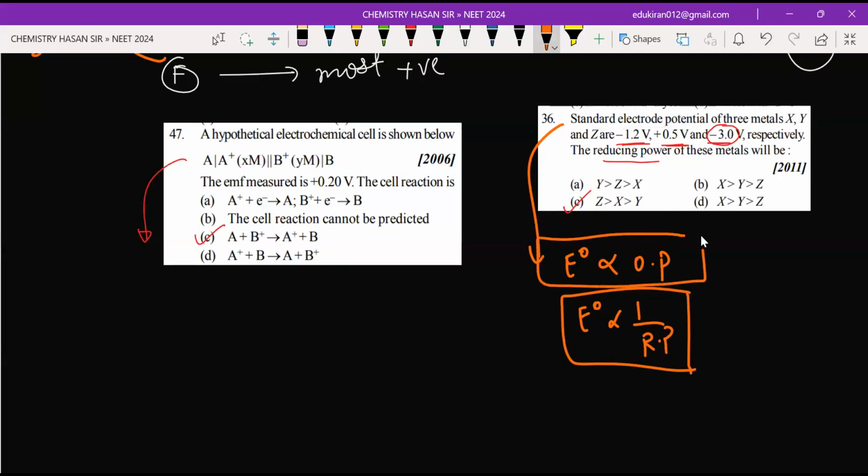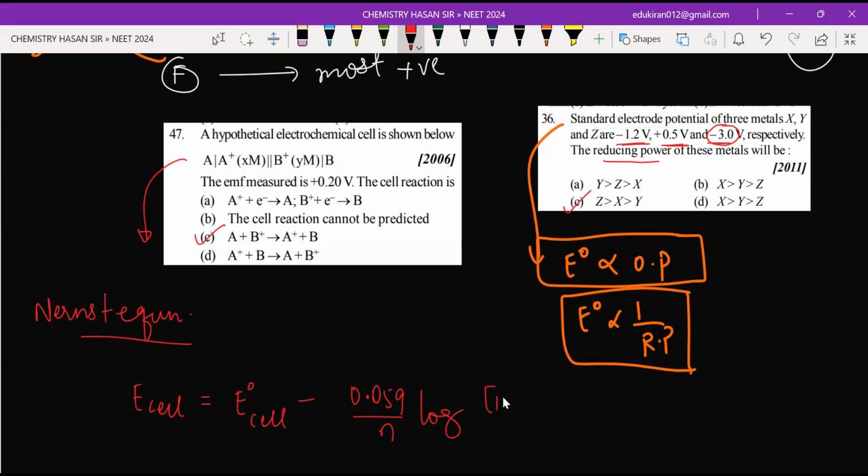Okay, there is a Nernst equation that is very important. Nernst equation is like this: E cell, that means electrode potential of cell, is equal to E naught cell, that means the standard electrode potential of the cell, minus 0.059 upon n, log of product upon reactant. And this log of product upon reactant we are going to take only for aqueous or gaseous state. And n is the number of electrons transferred.